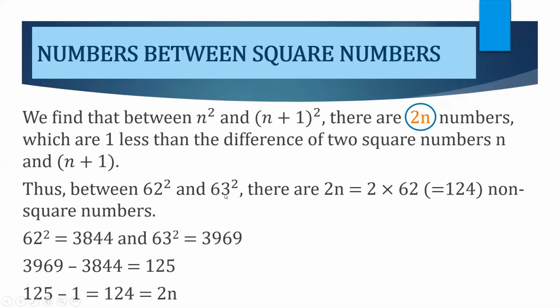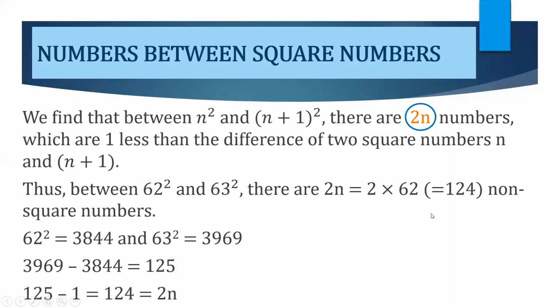Again, as I said, it will be 1 less than the difference of squares. So let's observe it again. Square of 62 is 3844 and square of 63 is equal to 3969. If we take the difference, then it is 125. And as I said, you have to subtract 1 from the difference again. So 125 minus 1 is equal to 124, which we have already calculated, which is equal to 2 times n.